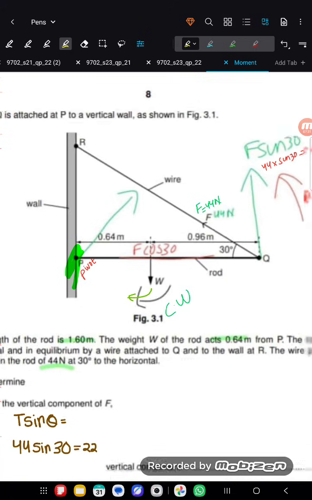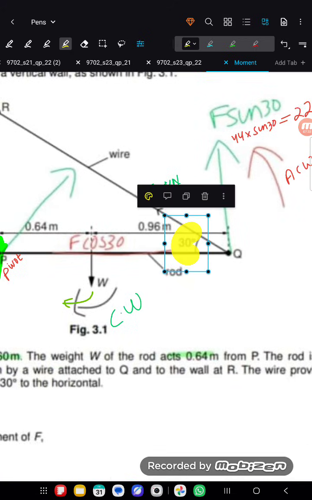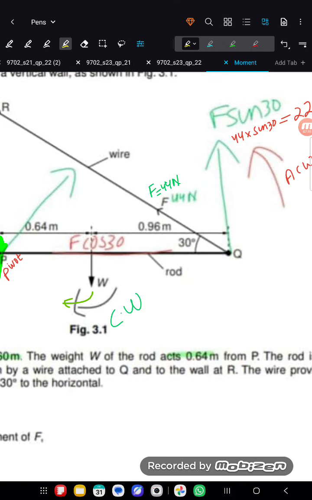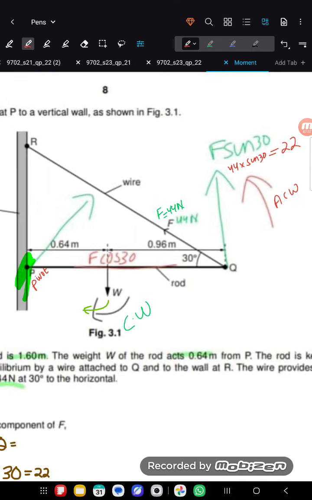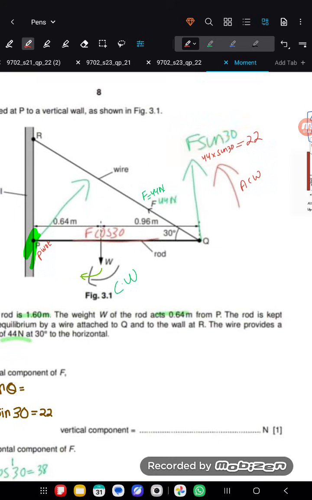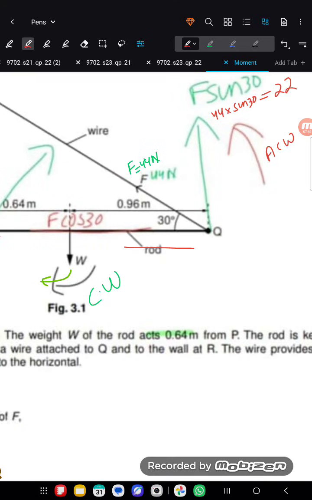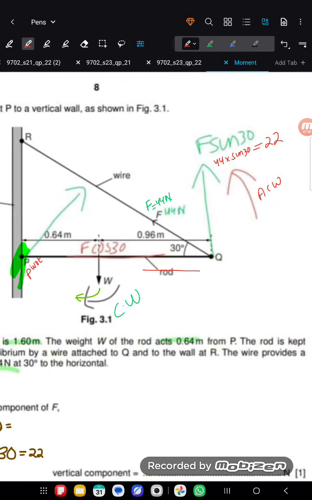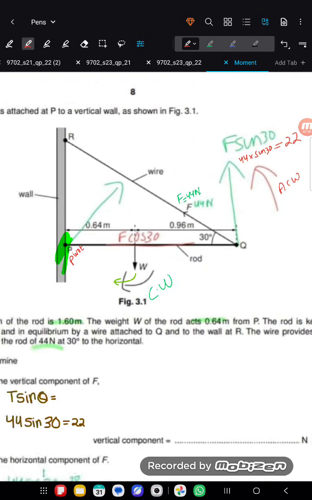And there is an angle given, you can see. So when the angle is given, what you have to do, you have to split the force. Okay, you have to split the force. So this is the upward force, and this is the cos force. I mean the horizontal force.